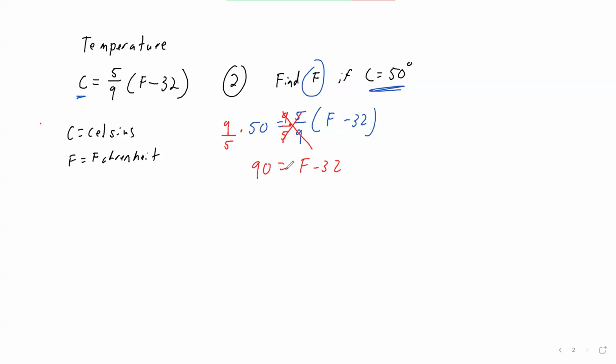Well, 90 equals F minus 32. So we're still solving for F. I still got to get rid of this minus 32, so I'm going to add 32 over. And now we just got to figure out what 90 plus 32 is. So basically, if it's 50 degrees Celsius, it's 122 degrees Fahrenheit. So this is probably Texas in August.